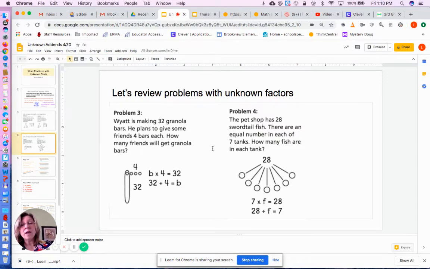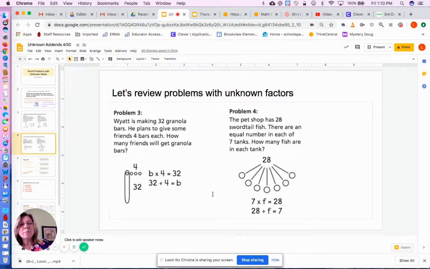So we've got a quick array drawing here. We don't know how many friends, but we know he wants to give 4 to each, and he's got 32 bars. Okay, so blank groups of 4 equals 32, and we used a variable b to stand for our blank.